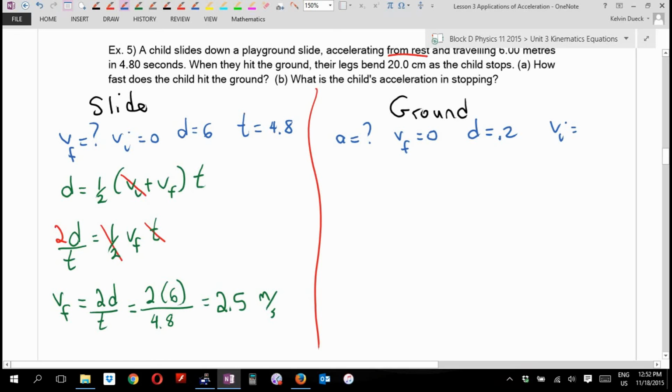Nope. Max, loud and proud. Isn't your initial velocity when you come to a stop your final velocity as you hit the ground? That's why I had to do part A first. My final over here becomes my initial over here. Okay. I'm looking for an equation that has A, VF, D, and VI in it. There is one.